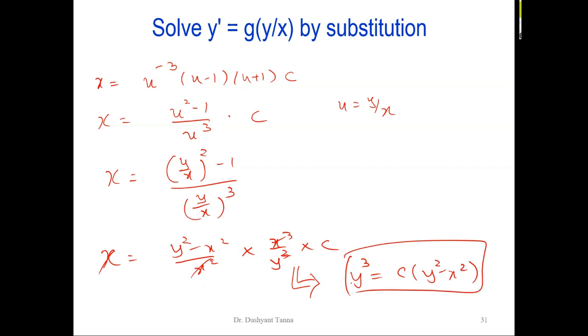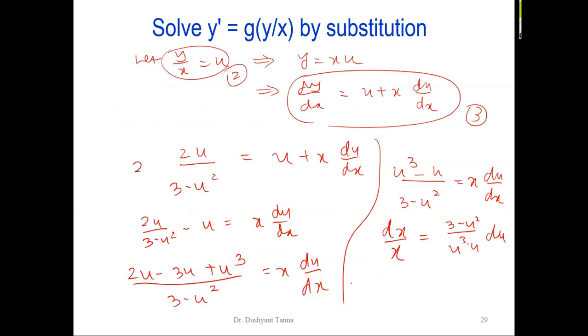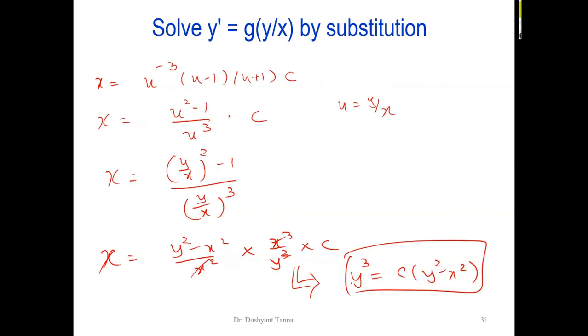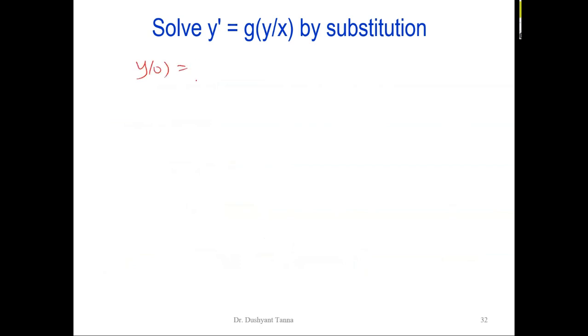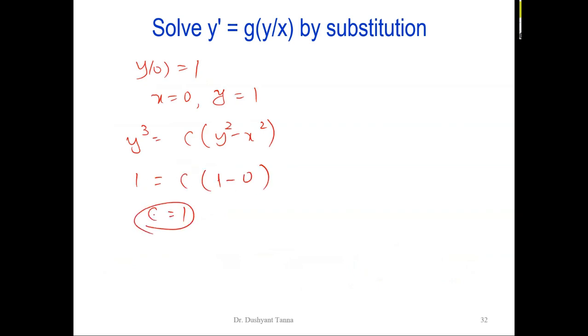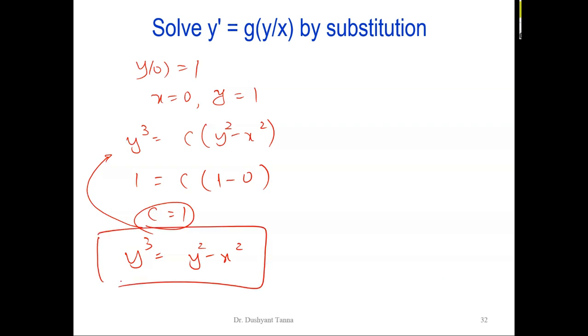That's your general solution. But remember, we have to find the particular solution because the question said y of 0 is 1. y of 0 is 1. That means when x is 0, y is 1. So y power 3 is equal to c times y square minus x square. So 1 is equal to c times 1 minus 0. That means c is equal to 1. I put it back here. y power 3 is equal to y square minus x square is my solution.